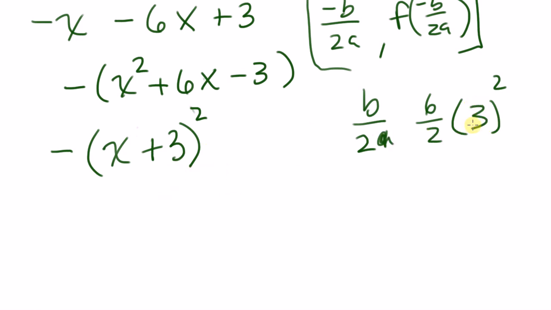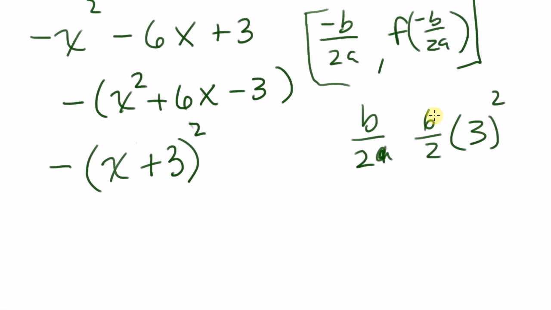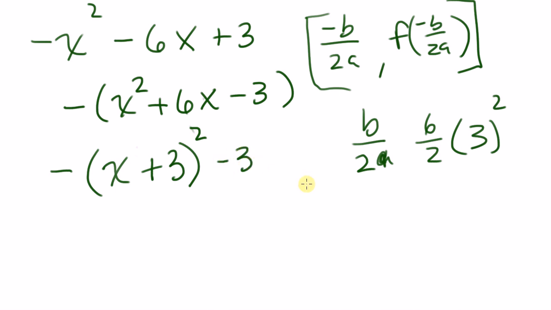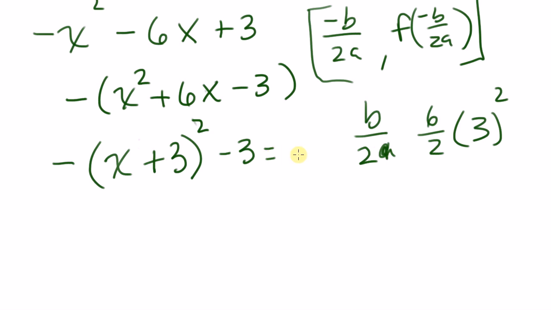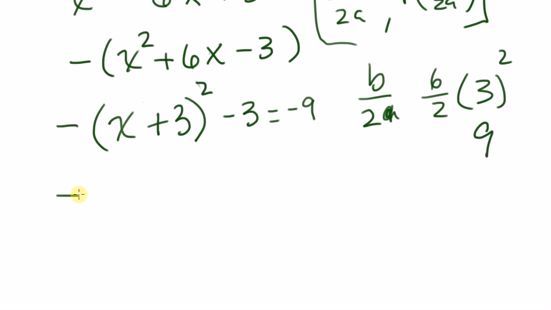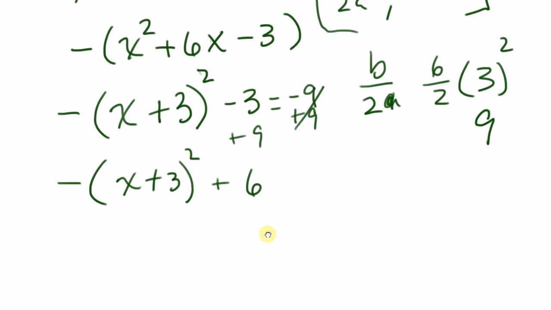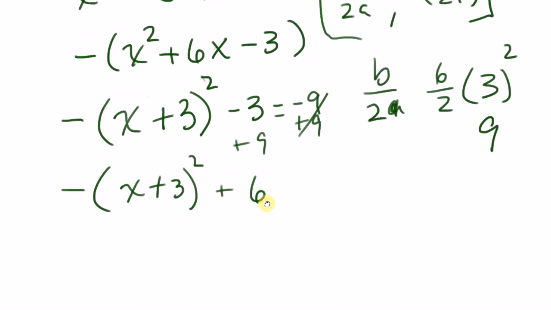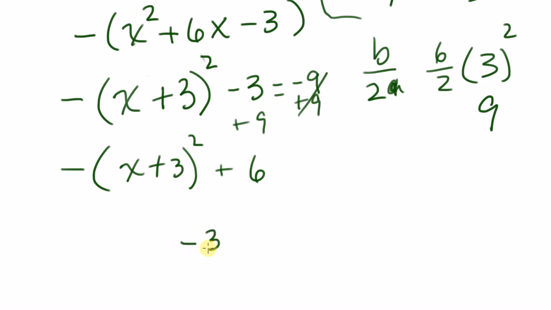So we did half of b, and then we squared it, and when we square this, so we still have this minus 3 here, and we're setting that equal to 0, and then what we need to do is multiply this guy, so it's going to be a negative 9, so we're going to add a negative 9 to this side, or subtract 9. So this is going to be the opposite of x plus 3 squared, negative 3, and then we're going to add 9, so we're going to get a positive 6, and then the vertex is going to be negative 3, comma 6.